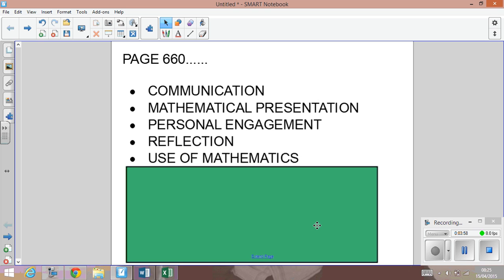And finally, use of mathematics. Demonstrating that you understand the maths. If you're doing probability and you use the multiplication rule of probability, is it for dependent events or independent events? Why? Can you demonstrate that you understand why you're using the rule that you're using? All these will become more clear as the weeks unfold. Again, you need to read the pages in the book, page 660 onwards.